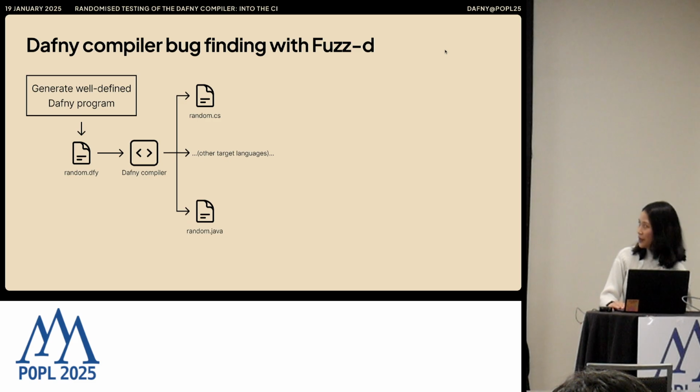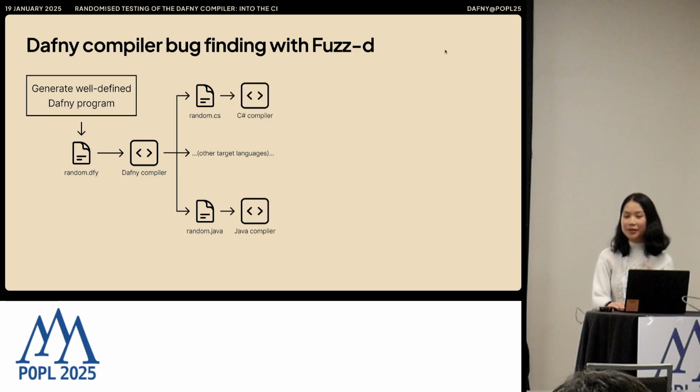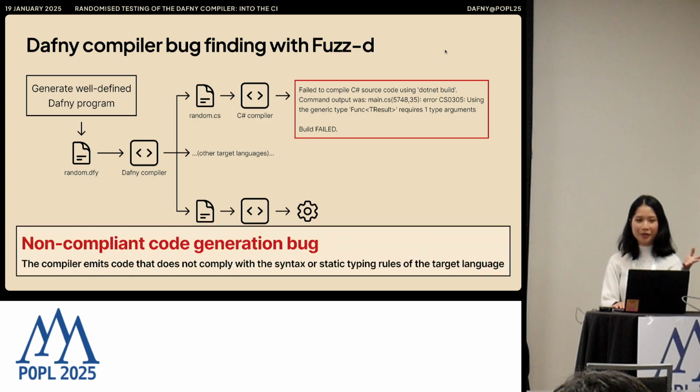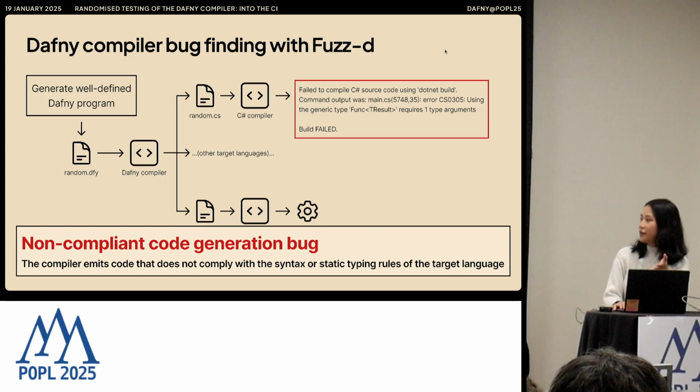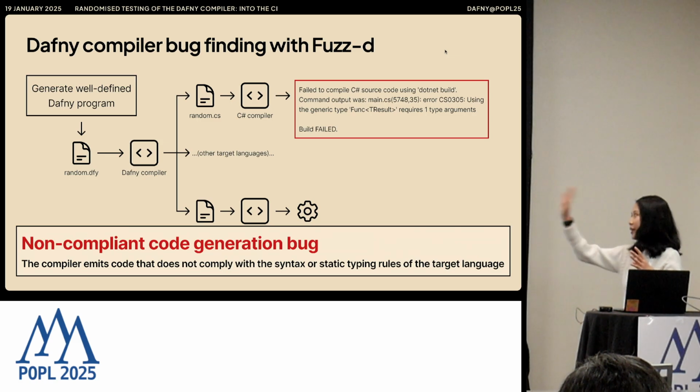If that doesn't happen, we'll try to compile Dafny into all of the supported languages, and try to compile the resulting file using their respective compiler. At this point, we can find another type of bug, which is called the non-compliant code generation bug. And this happens with Dafny more than with other languages because Dafny compiles to high-level languages, so these have a lot of rules and stuff. And this happens when the Dafny compiler emits code that doesn't comply with the rules of the target language, so it would just fail at the target language compiler.